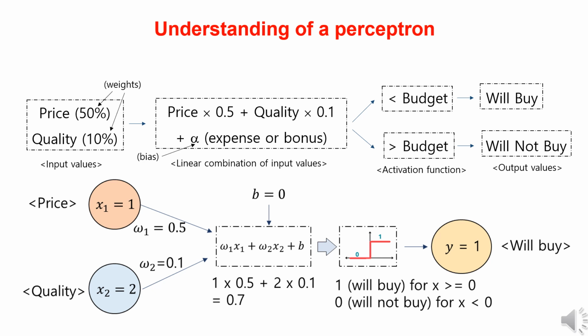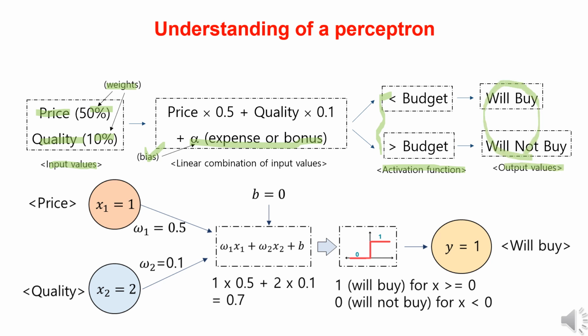If we connect the example we discussed earlier to the structure of a perceptron, the price and quality represent the input values, x1 and x2, while the 50% and 10% importance factors are the weights. Unexpected expenses like medical bills or bonuses represent the bias. The decision of whether the cost is smaller or larger than the budget is like the activation function, and the final decision to buy or not is the output.